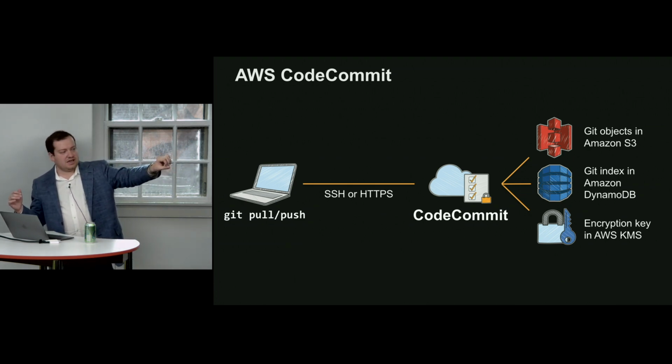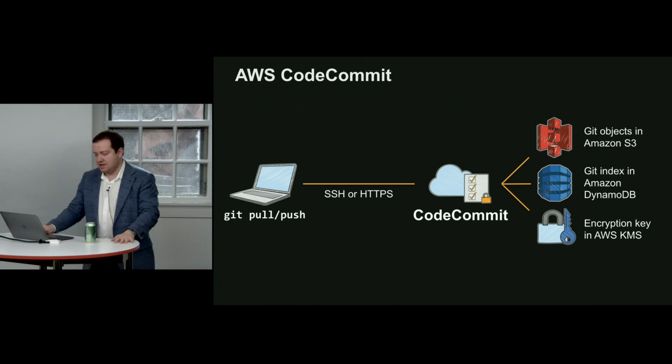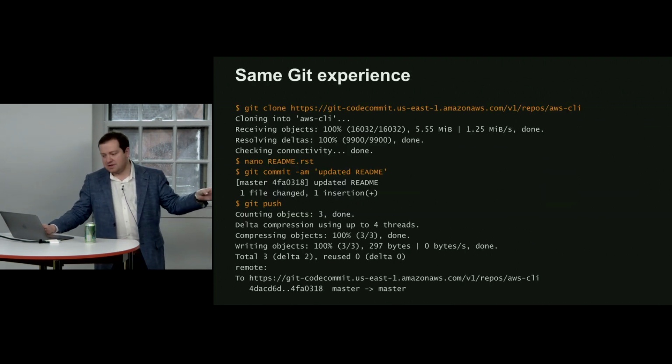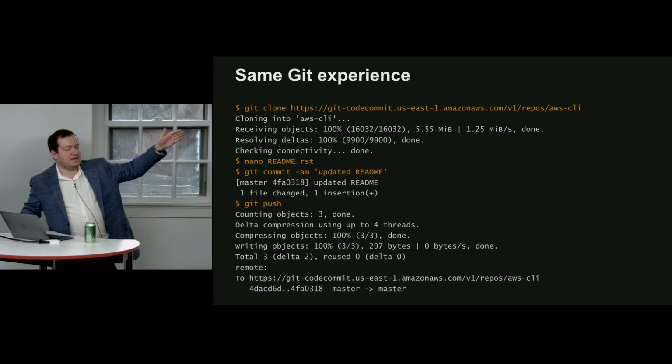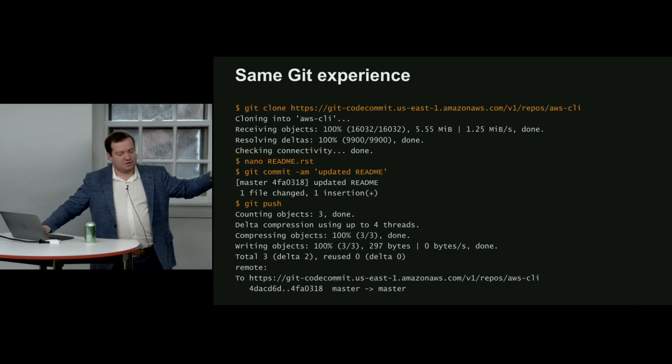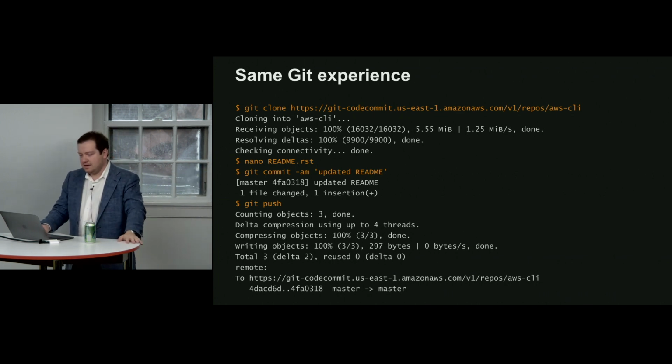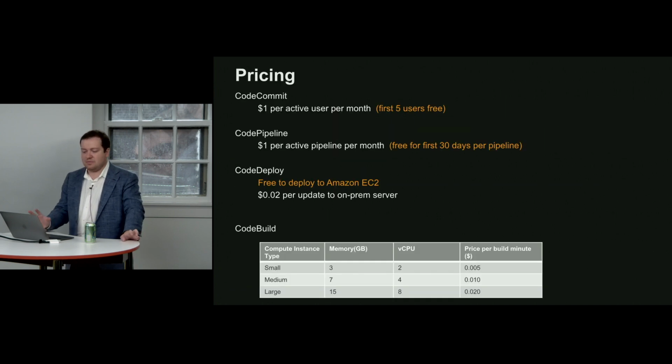The index is stored in DynamoDB. And the encryption key is stored in our key management service. So it is the same Git experience as normal. So again, I did this earlier in my terminal window. You clone a repo, you update a file, you push the file. In the background, it's working with CodeCommit. So that's CodeCommit.